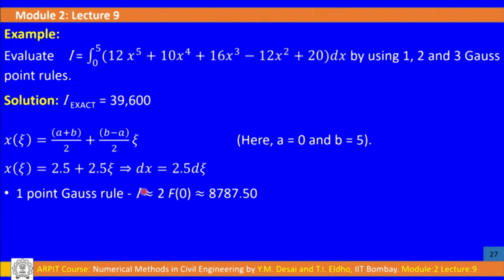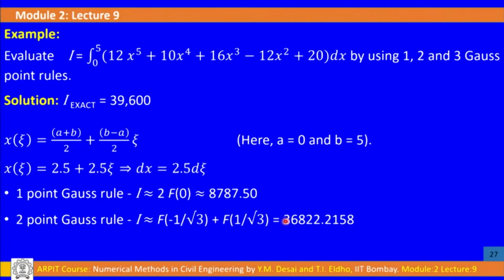So, we get an approximate value of this integration when done numerically as 8787.50, very bad compared to the exact value. And why is that? When you take one Gauss point, 2 into 1 minus 1 equal to 1, it will give you the exact value of integration if the integrand is a polynomial of degree 1 or less. So, that is the reason why this gives a large error.